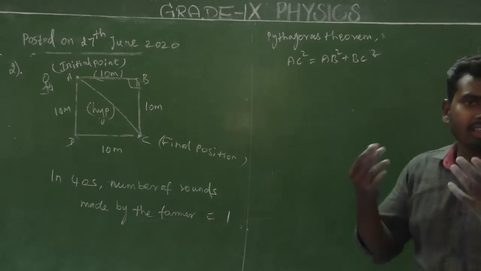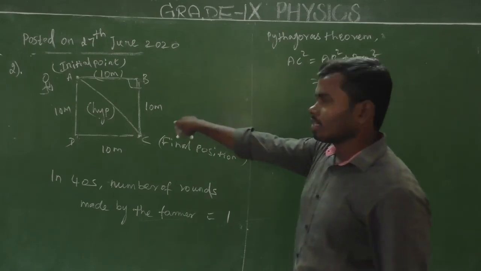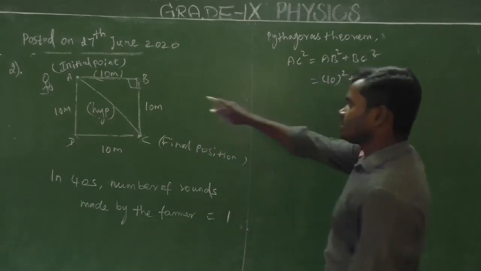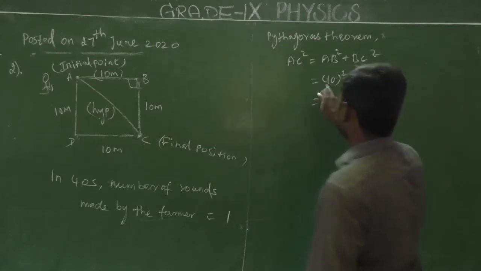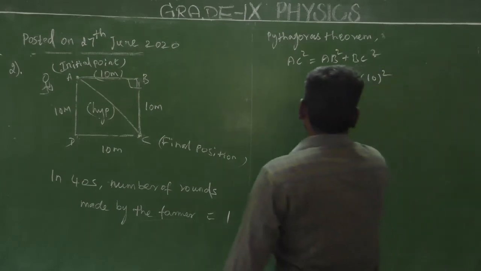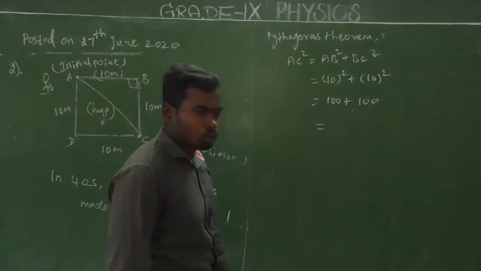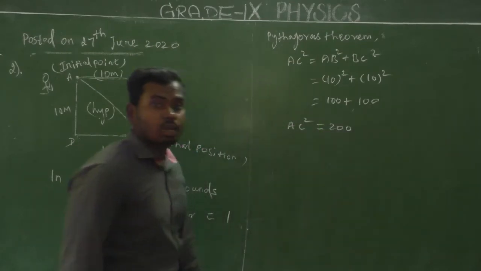We need to calculate the displacement of that farmer. Is it clear? So AB value, how much? That is 10 meters. So 10 squared plus BC value, that is also 10, so 10 squared. What is the value? 10 squared is 100. So 100 plus 100, how much? That is equal to 200. So AC squared is equal to 200.